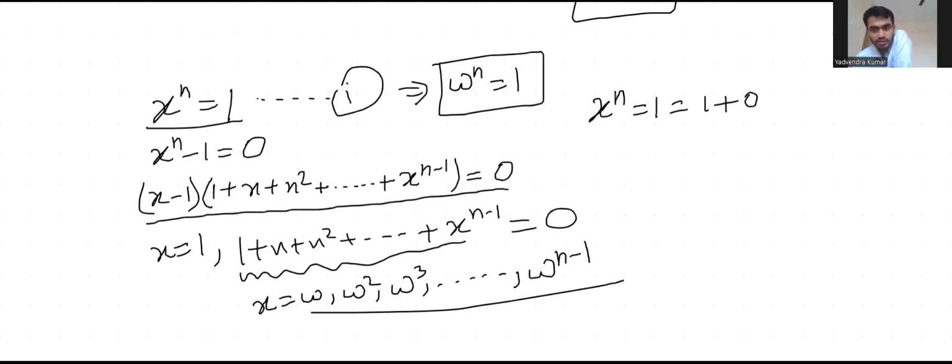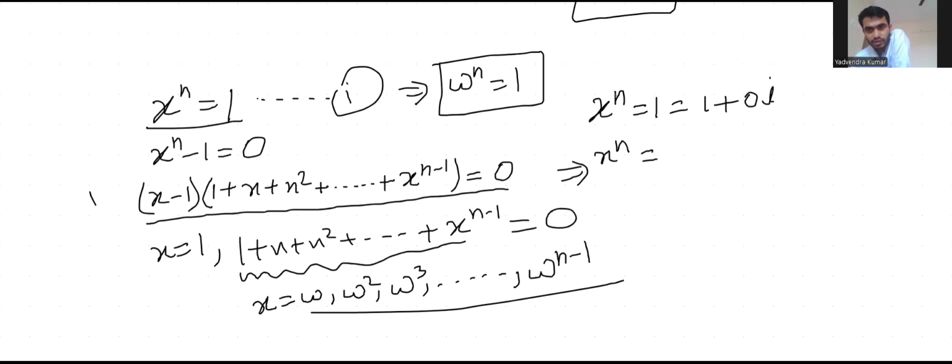This can be written as x to the power n is equal to 1, which is cos 0. Cos 0 will be 1, sin 0 will also be 0, but we are not talking about 0. We are talking about the general form. So 2k pi.